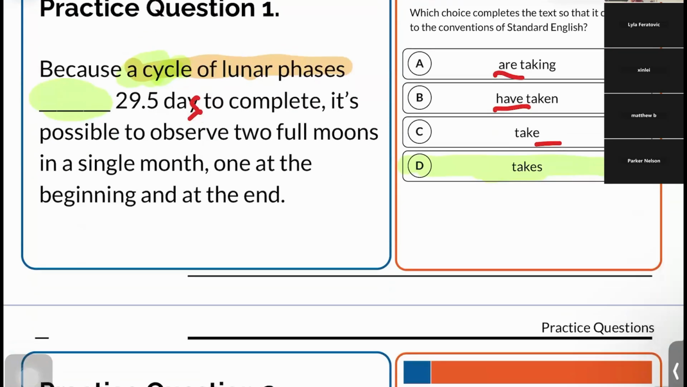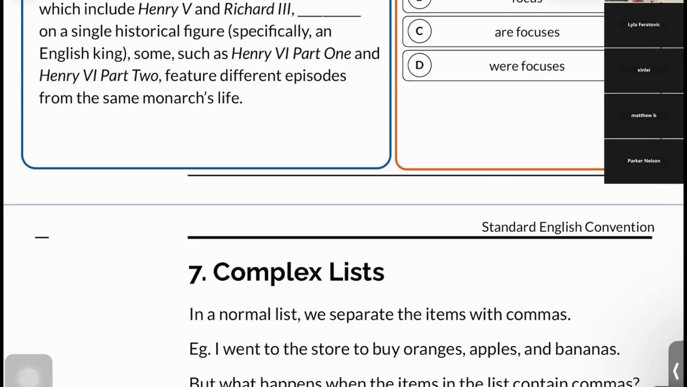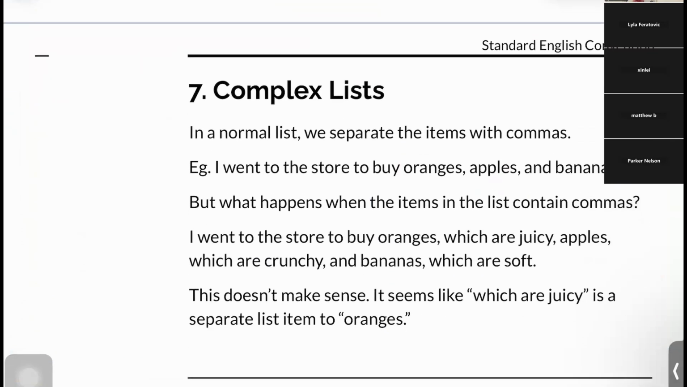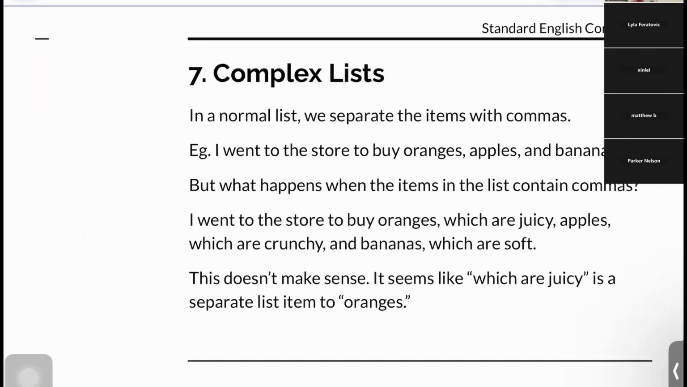All right. So there's just one last thing I want to introduce, and this is kind of a doozy. It's a little bit of a weird situation. And this is a rule I actually knew nothing about until I started teaching the SAT. So complex lists, what do I mean when I say that? Well, what do I mean when I say lists? Just look at this normal example. I went to the store to buy oranges, apples, and bananas. Total normal sentence, right? You use commas to separate all the items of the list.